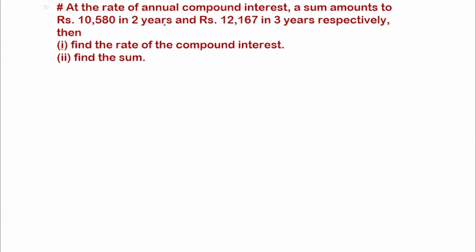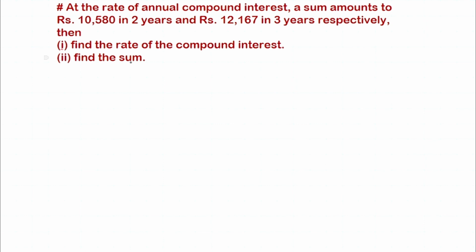Today we have another question for you on compound interest. In this question we have two cases. At a certain rate of compound interest, a certain amount of money amounts to Rs 10,580 in 2 years and Rs 12,167 in 3 years. And then we need to find the rate of compound interest and the sum, which is our principal.